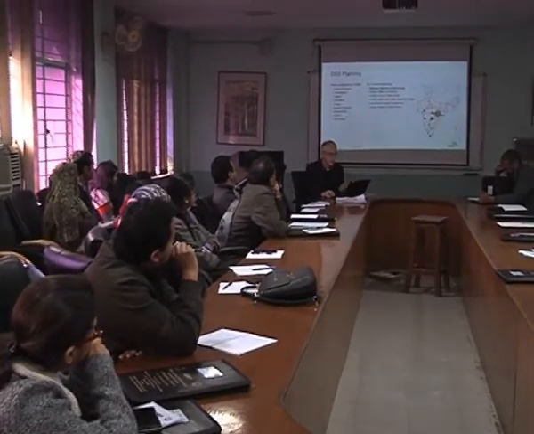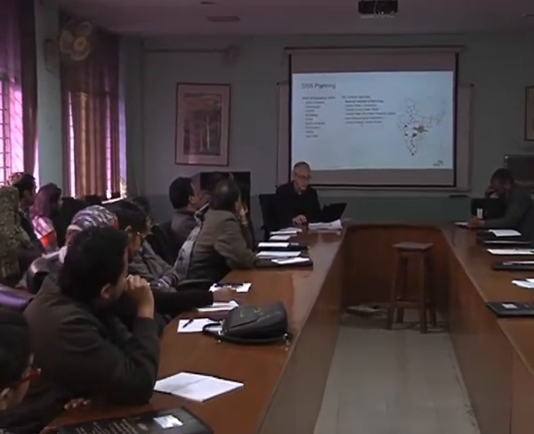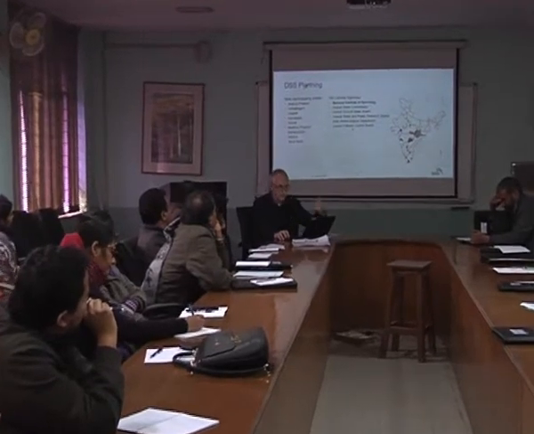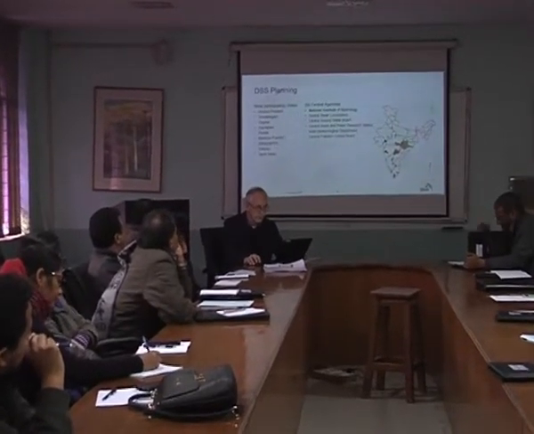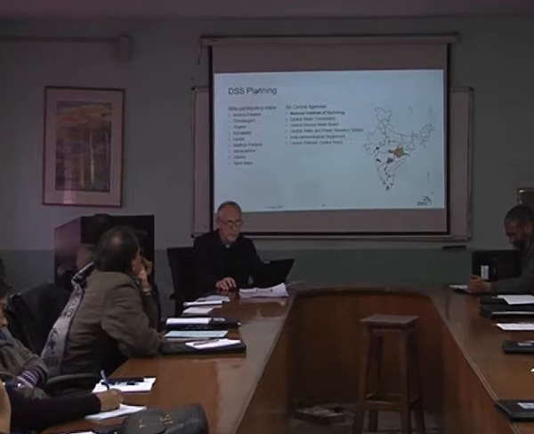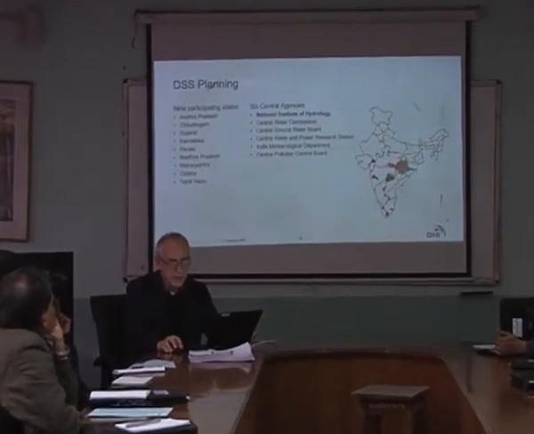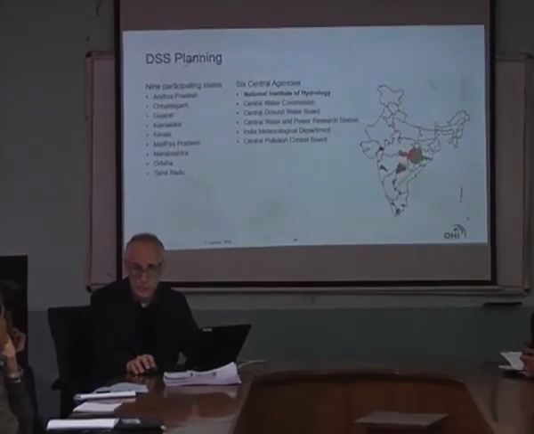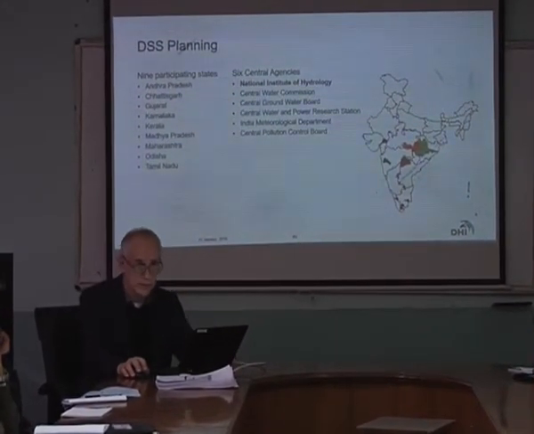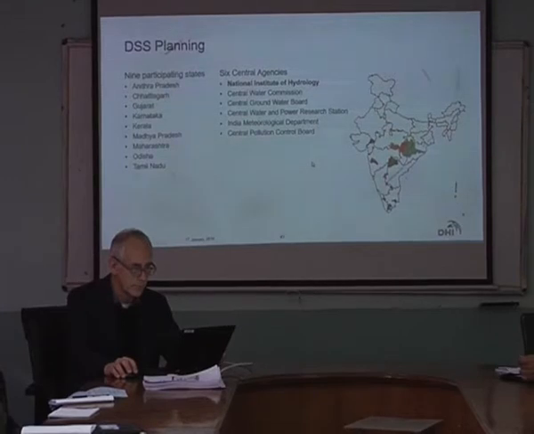But DSS planning had these 9 states and 6 central agencies, with NIH being the main agency involved, and then all these basically southern states or central southern states, and each of these selected a river basin that they would focus on, so it would be their main basin as part of the project here.